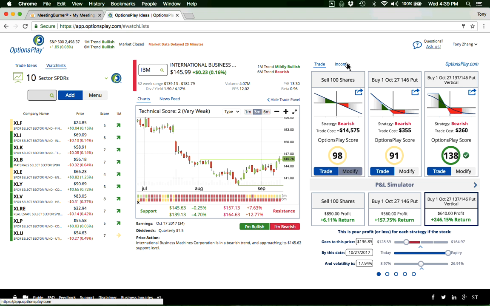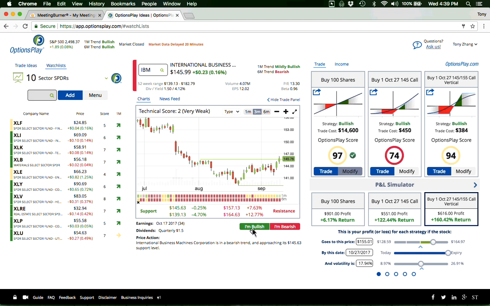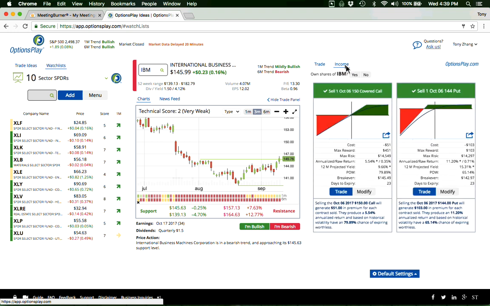And then lastly, we have trading and income. This is designed to quickly give you a snapshot or a starting point of what to do regardless of what your views are on the stock. So if you're bearish on the stock, we'll present to you 3 bearish strategies that you can take: shorting the stock, buying a put spread. If you're bullish, you can buy the stock, buy a call spread. That's not what we're here to talk about today. We have a whole other webinar just on that. Today we're going to be talking about generating income. So if you own IBM stock, what can you do to generate some income?